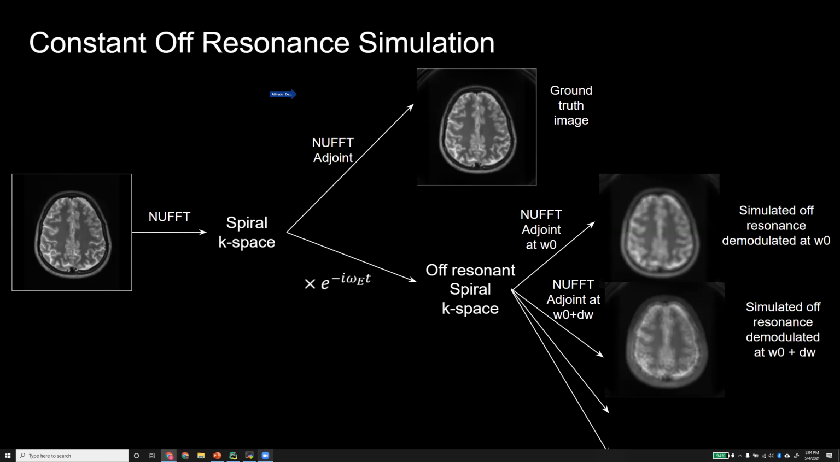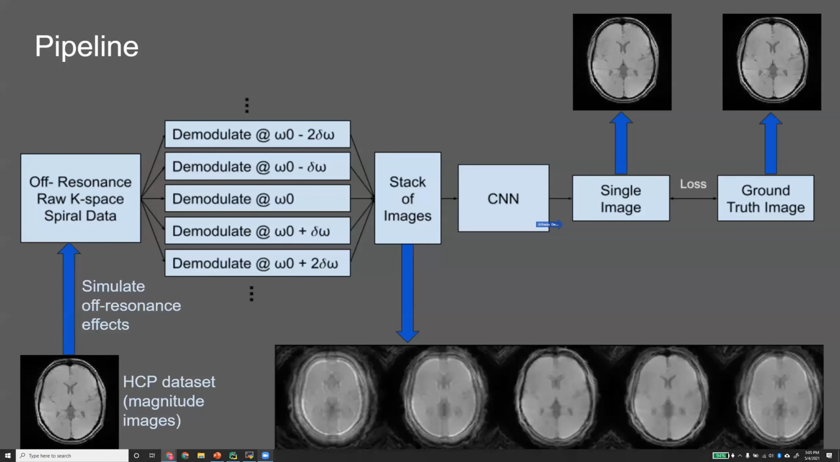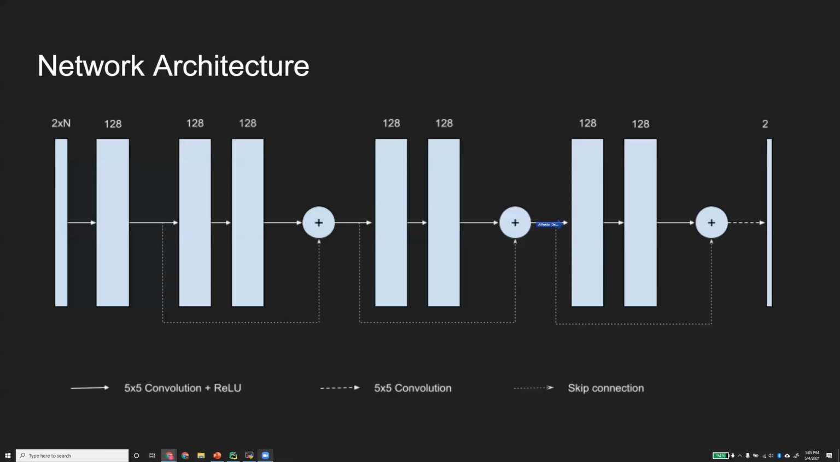From our spiral K-space, we can add some phase, which is some random off resonance, let's say plus 50 or 100 hertz. Then we get our K-space with the off resonance, and we demodulate at multiple frequencies, for example omega naught plus delta omega, and so on. With that, we get a bunch of images that are the input of our network, the stack of images that will go into the network. The network is very simple, a bunch of layers I'm going to show in a bit, and the output is a single image.